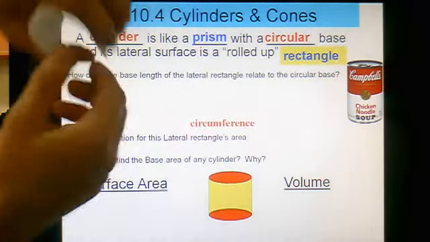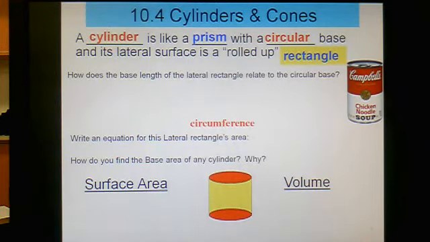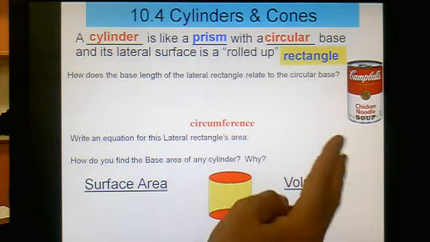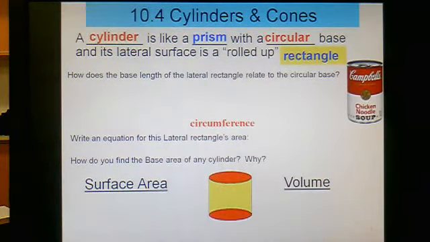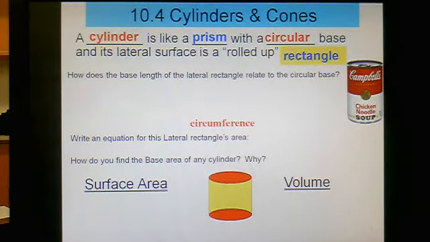So this lateral rectangle is what I'm talking about. I think of the soup label as my rectangle. If you were to take a soup can and you recycle your soup cans at home, my mom always tells me to cut off that label. That label, when I cut it off, is a rectangle. When they manufacture it, it's a rectangle that they roll up.